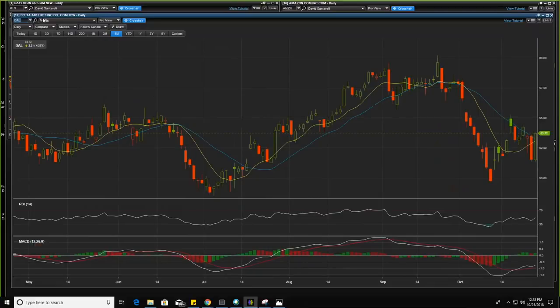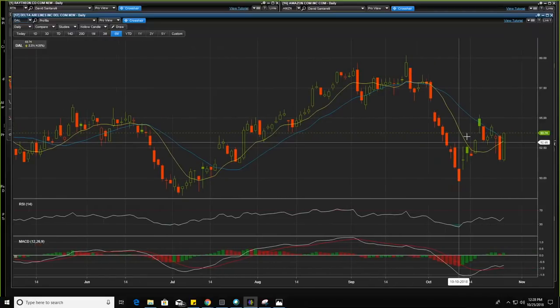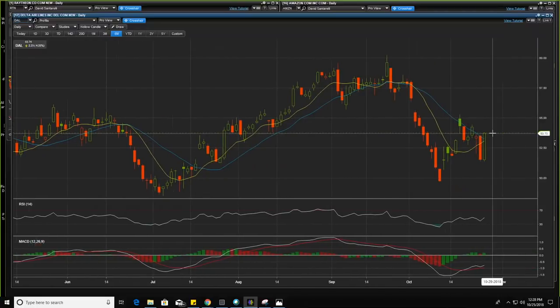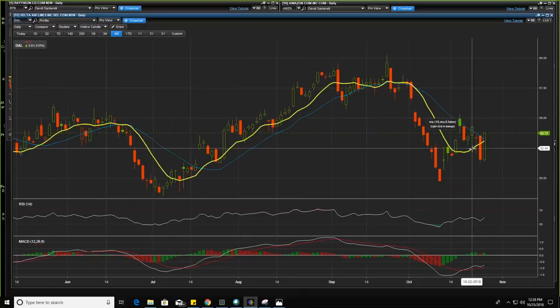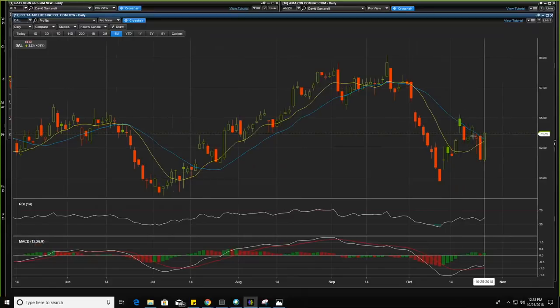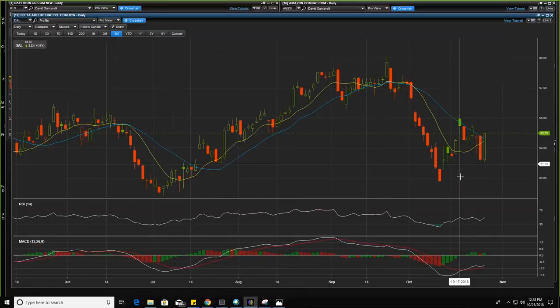Because then what you want to do, guys, is look and compare. Here you go. Delta looks better here. Delta is above the 20 and 10-day right now. That's a nice sign right there. You got your crossover right here.